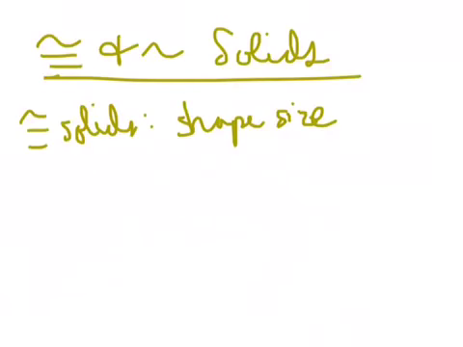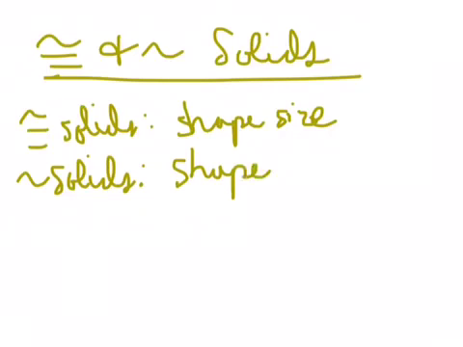Let's discuss what congruent solids are. Solids are three-dimensional shapes. Congruent means same shape and size. So congruent solids are exactly the same size and shape. Whereas similar solids, we know what similar means, they have exactly the same shape, but not necessarily the same size.